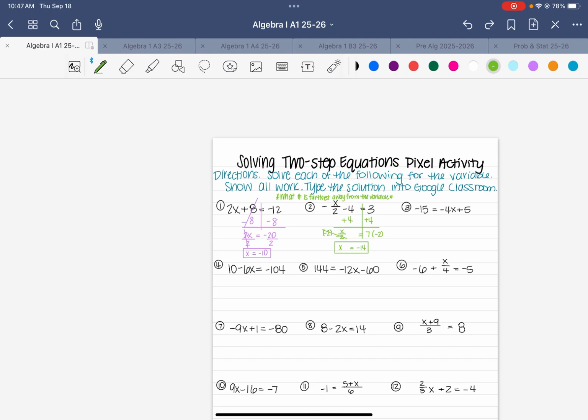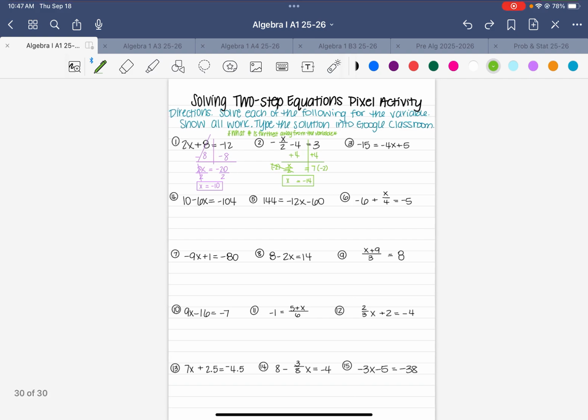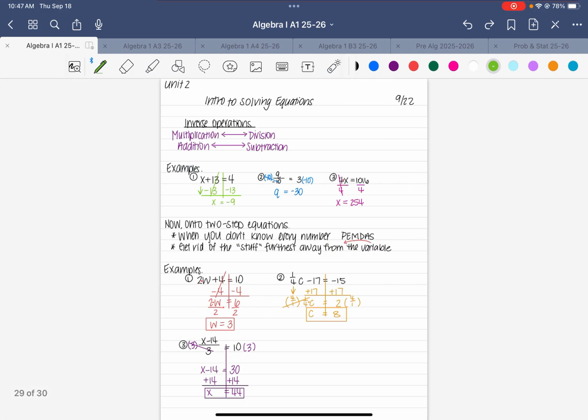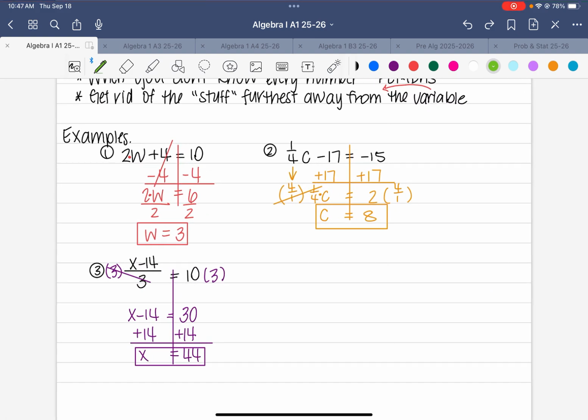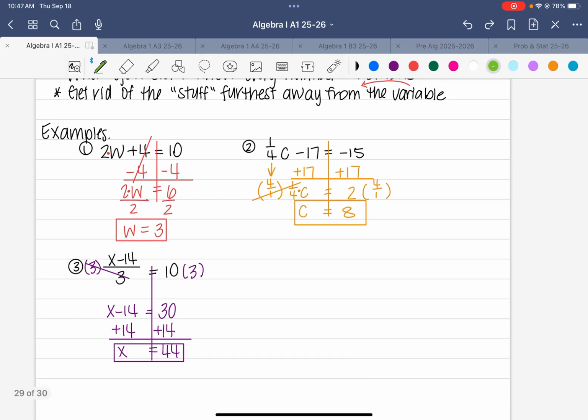But yeah, so use your notes. You'll notice that these look very similar to what you did in the bottom section of your notes. Okay, use them for reference.